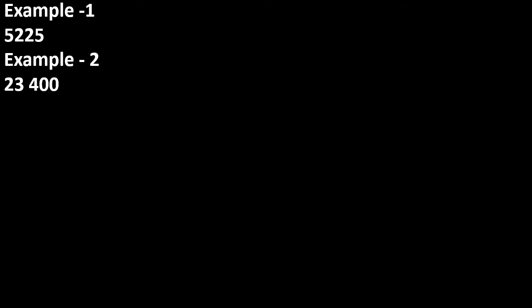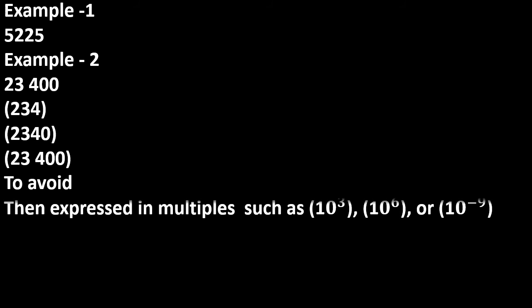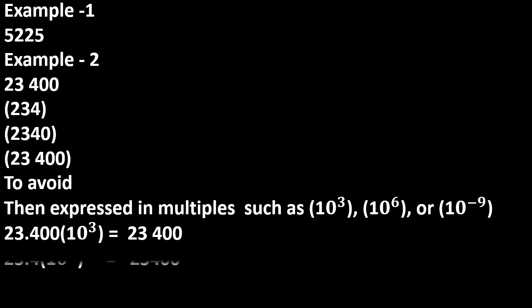This requires that numbers be rounded off to the appropriate number of significant digits and then expressed in multiples of 10 raised to 3, 10 raised to 6, 10 raised to minus 9. For instance, if 23400 has 5 significant figures, it is written as 23.400 times 10 raised to 3, but if it has only 3 significant figures, it is written as 23.4 times 10 raised to 3. If zeros occur at the beginning of a number that is less than 1, then the zeros are not significant.